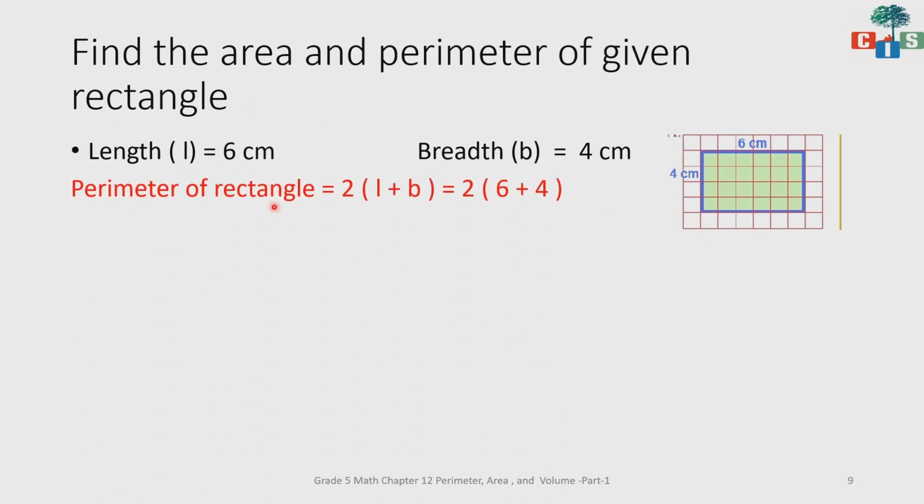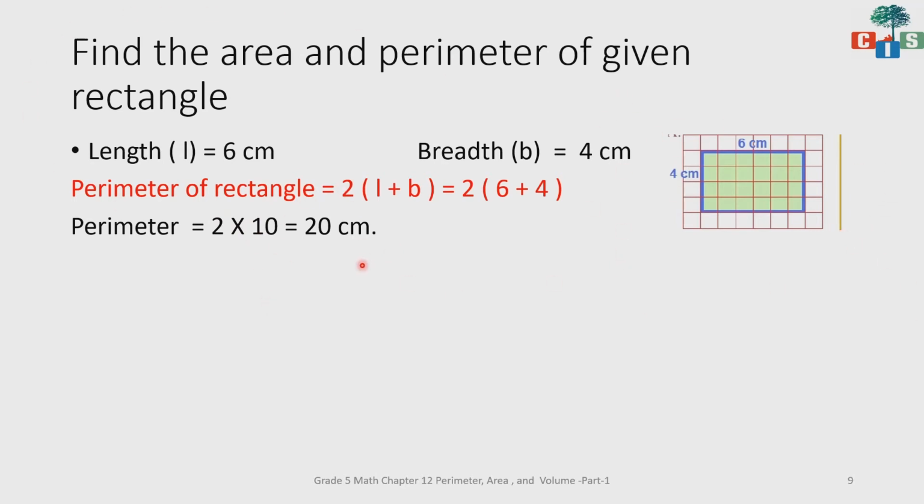So perimeter of rectangle is equal to 2, then we put a bracket L plus B, that is length plus breadth. Now we put the values for length and breadth. We keep 2 as it is, and put the value for length as 6 and breadth as 4. So 6 plus 4 is 10. We multiply 10 with 2. That is, perimeter of rectangle is equal to 2 multiplied by 10, which is 20, because 2 tens are 20. So the perimeter of the given rectangle is 20 centimeter.